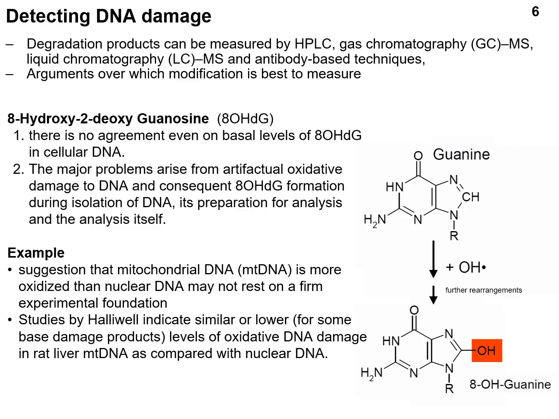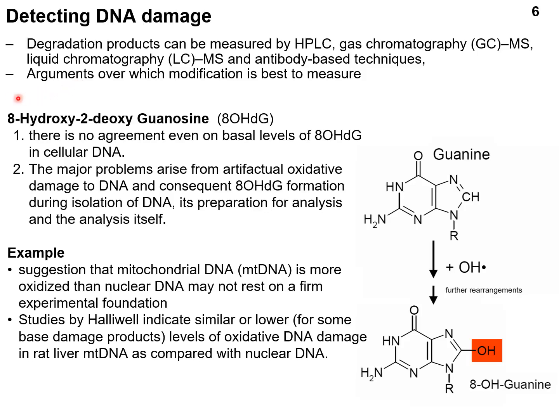Damage to DNA is typically detected by measuring the products of the attack of hydroxyl radicals on DNA. These degradation products can be measured by a variety of techniques, including high-performance liquid chromatography, gas chromatography linked to mass spectrometers, or HPLC linked to mass spectrometers as well. There's also now a variety of antibody techniques available. However, there are ongoing arguments about which modification is best to measure, and also which particular techniques give you the most reliable results.